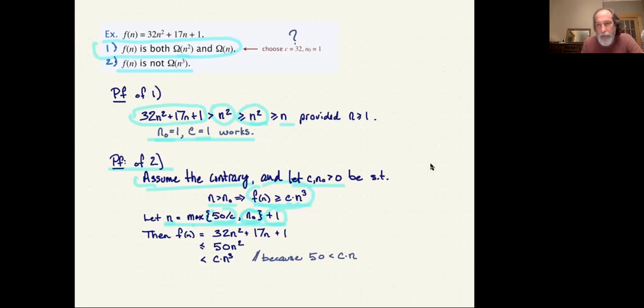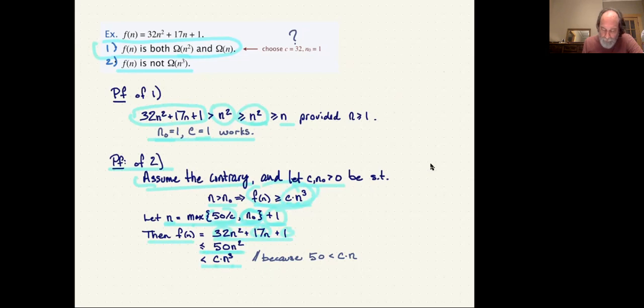And so I don't know what that is until I do it, right? So I'm just going to carry out the process. f of n is 32n squared plus 17n plus 1. I'm just going to add these things up, right? This is no bigger than 50n squared. That's just what I did in the previous analysis of this function. And I need that this thing is less than c times n cubed, right? Because that's what's here, right?